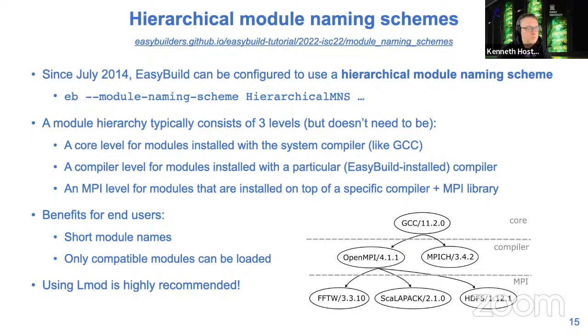So as the picture shows, you have a GCC module, and only if you load that GCC module, additional modules become available that are compatible with this version of GCC. And then the same thing for the MPI module. If you load a particular version of OpenMPI, then more software becomes available that is linked to this MPI library.